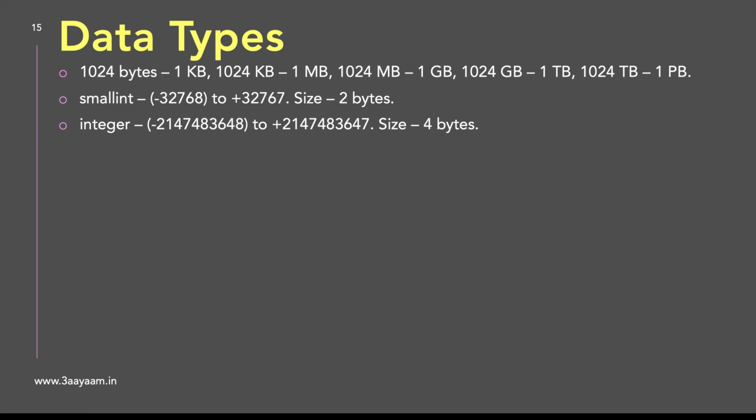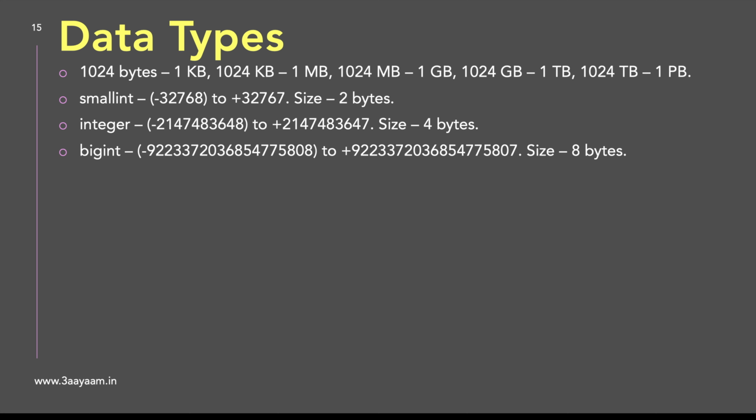And if you need more value, then you can use integer. This is the minimum and maximum value, and it takes 4 bytes. If we define a column with data type integer, when we store it on disk, it will take 4 bytes. And if you have values more than that, you can use bigint also, with a minimum value of this and a maximum value of this. And the size is 8 bytes.